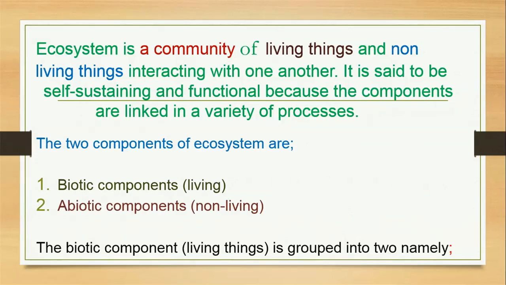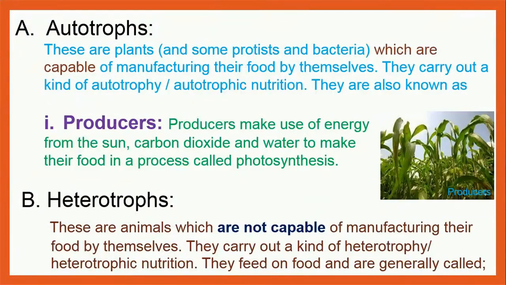So let's discuss the two components of the ecosystem. Now, the two components of ecosystem are 1. Biotic components, also known as the living components. 2. Abiotic components, also known as the non-living components. Now, our major focus here is on the biotic components. So, the biotic component is grouped into two, namely A. Autotrophs, B. Heterotrophs. So, what are autotrophs?